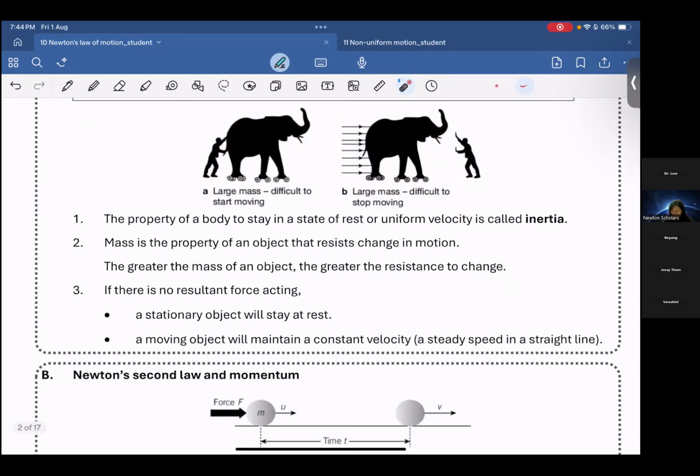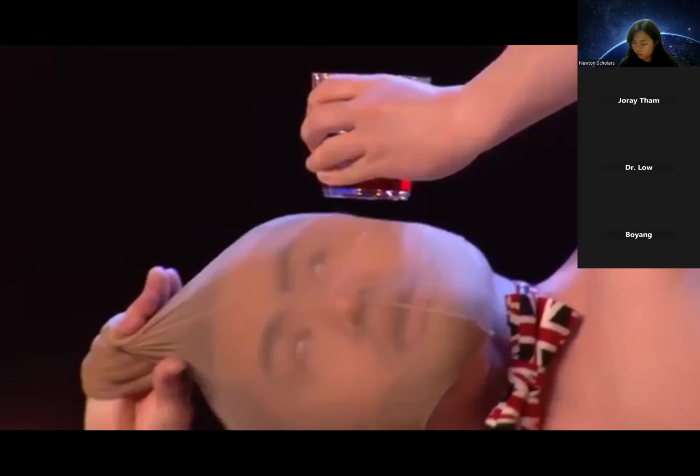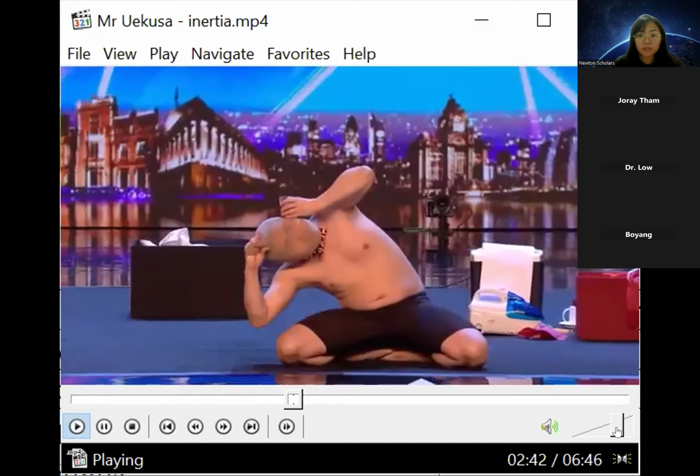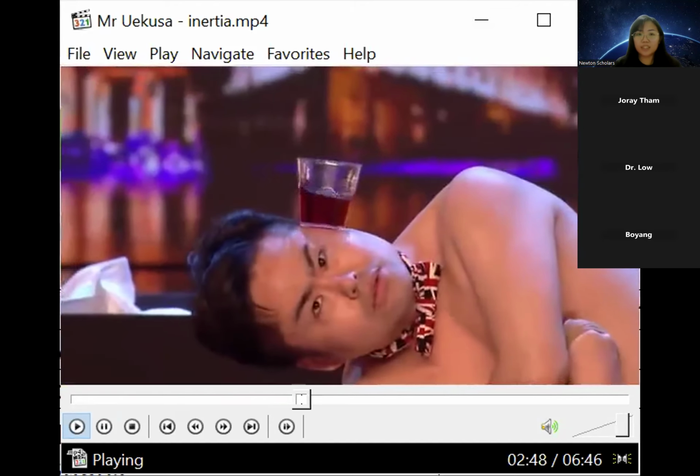Okay, this is about Newton's first law, inertia. Let me show you a video. Wait, let me check my screen. I think you can see. Oh, I didn't play the sound. It's okay. This is about inertia.